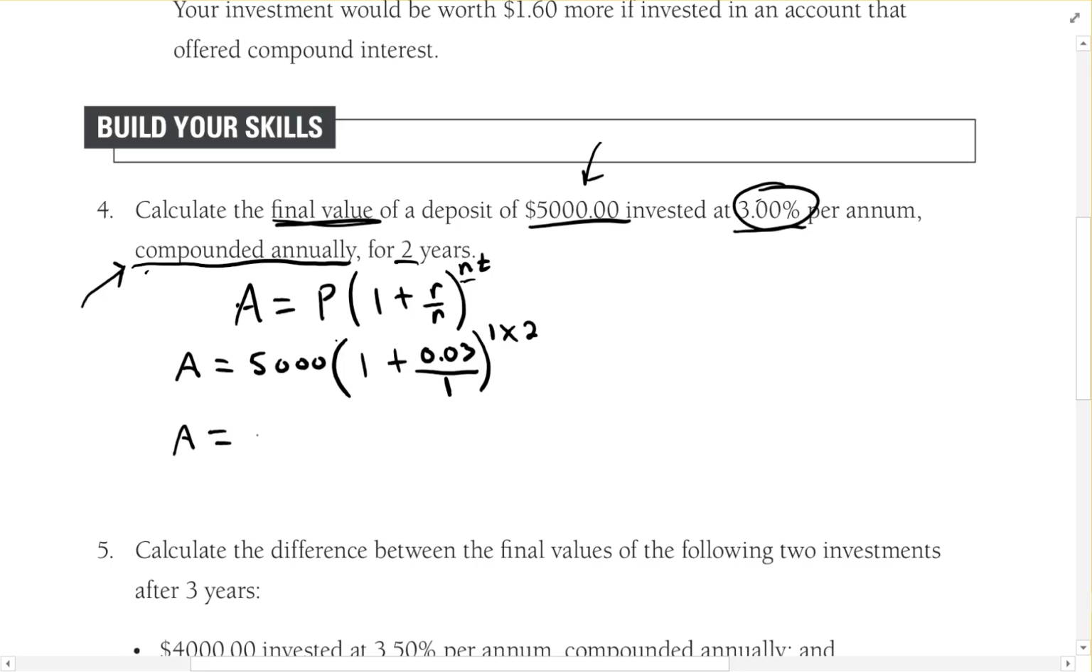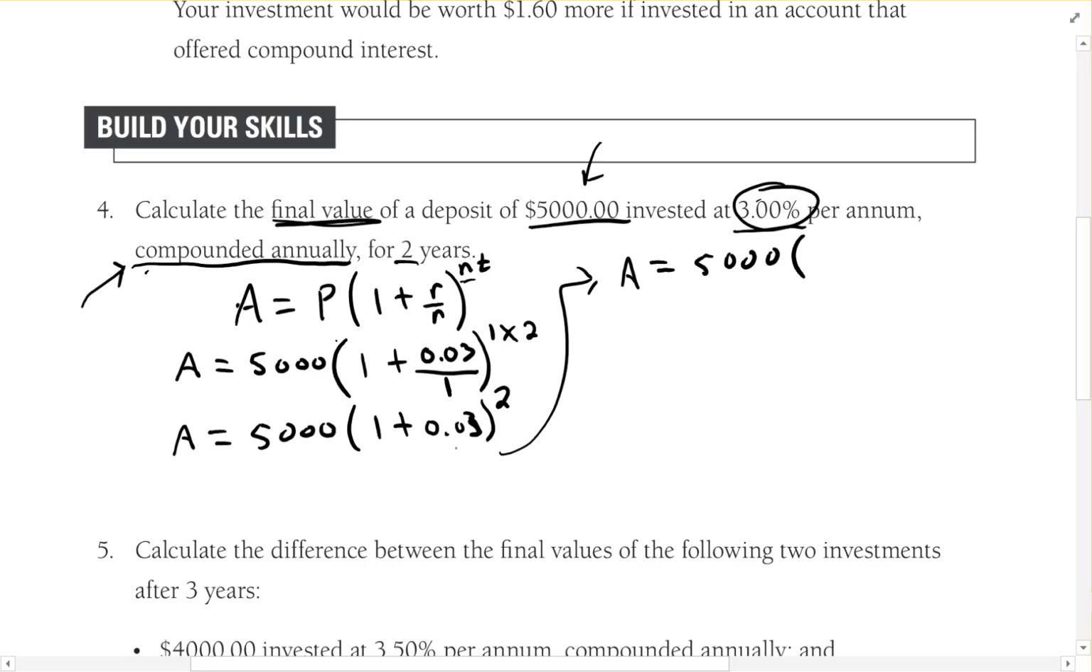All right, so I'm just going to simplify this a little bit and rewrite this again. A is equal to 5,000 times (1 plus, well, what is 0.03 divided by 1? That's just 0.03) to the power of, what's 1 times 2? Well, that's just 2. Now, what we need to do is make sure that you do what's inside the brackets first. That's one of the biggest rules in math, making sure that whatever's in the brackets, you do first. So I'll write A is equal to 5,000 times 1 plus 0.03, which is 1.03, to the power of 2.